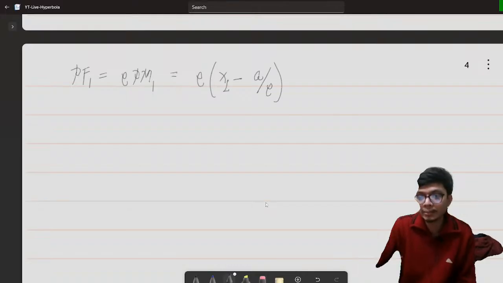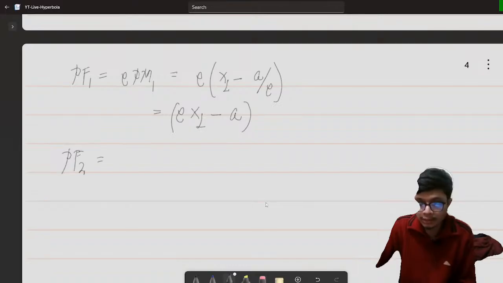Okay, that is basically a by e, right? So this will simplify and we'll get e times x1 minus a, right? And in a similar manner I can also calculate PF2, and that would equal x1 times e plus a, right? So this is my first equation and this is my second equation.